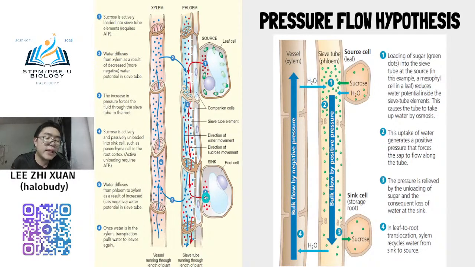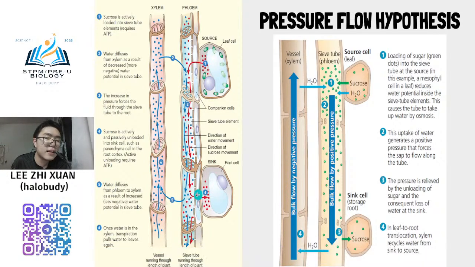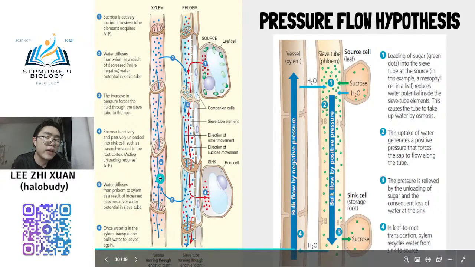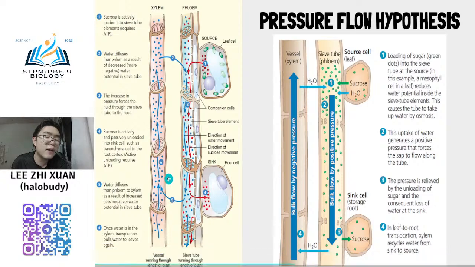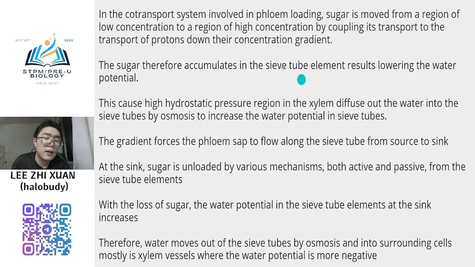And when the sucrose molecule has entered the sink, the solute potential inside the phloem sieve tube is already very low. Conversely, your water potential will be very high, so the water will not accumulate here. The water will diffuse out from the sieve tube element and then diffuse back into the xylem vessel. And then this process will be recycled again and again. Okay, so this is the general concept of the pressure flow hypothesis. So normally this is the explanation.